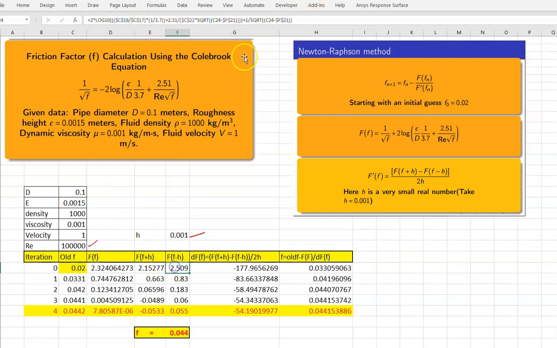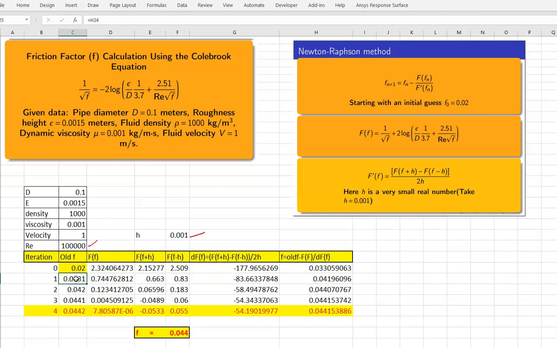Then F of f minus h, so here this is the minus h. We are getting the value, and then we are calculating the derivative, which is minus 177.96. Then we are calculating f using the Newton-Raphson method. So this is the Newton-Raphson method, and we are getting the f. Now that f will be the next iteration's guess value.